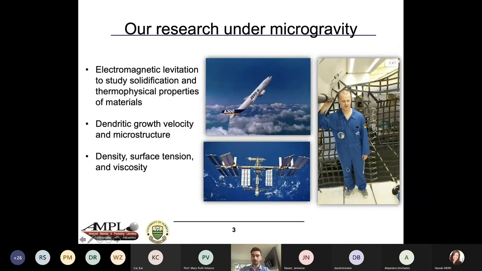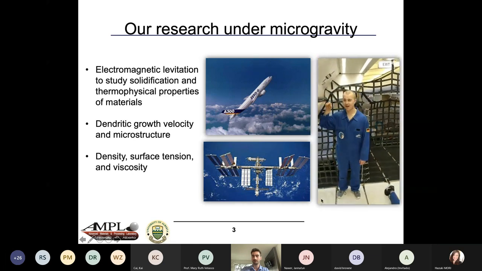So a little word about our research, first of all, in the lab under microgravity. We use electromagnetic levitation to study solidification, but also thermophysical properties of materials. So we send samples on parabolic flights or on the ISS, and we use the electromagnetic levitation apparatus to do our experiments. We focus on dendritic growth velocity and the microstructure of materials, but we also focus on the determination of density, surface tension, and viscosity by the oscillating drop method, as was presented by Jonathan just before.